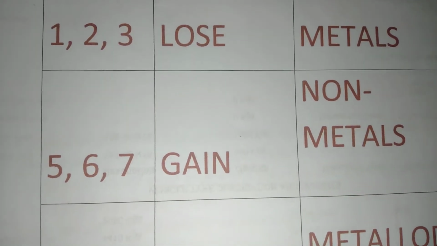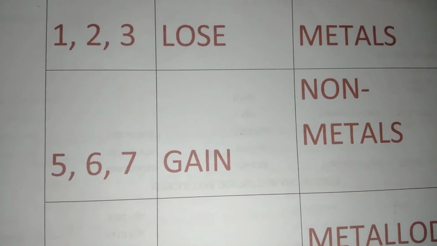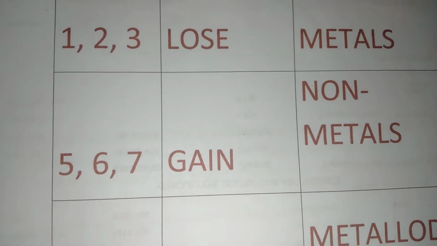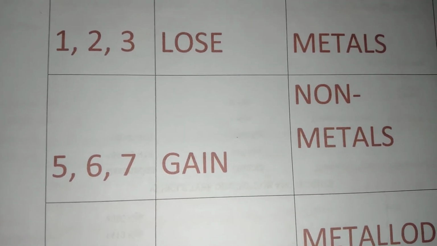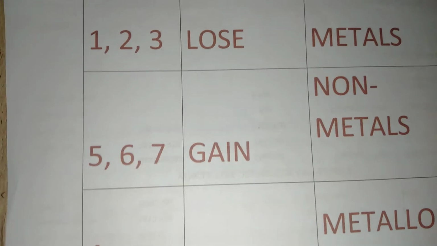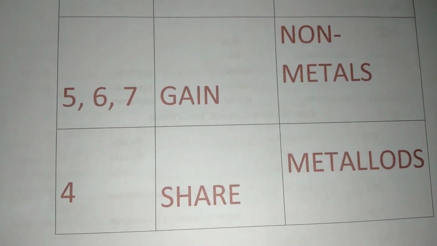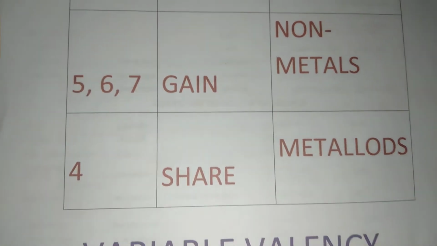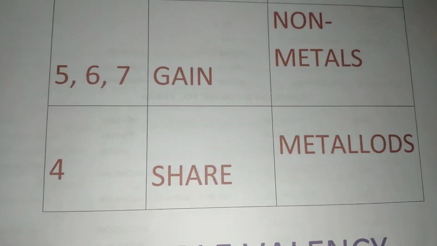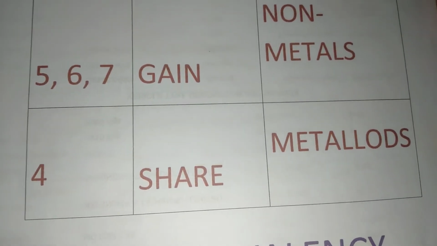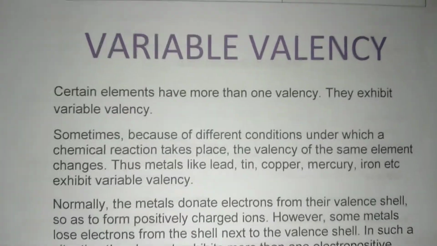Valence electrons: here we have 1, 2 and 3. It is better to lose electrons to get 8 electrons, so it is a metal. With 5, 6, 7, it is better to gain electrons to get 8, so it is a non-metal. With 4, it is better to share to get 8 electrons. These are called metalloids.